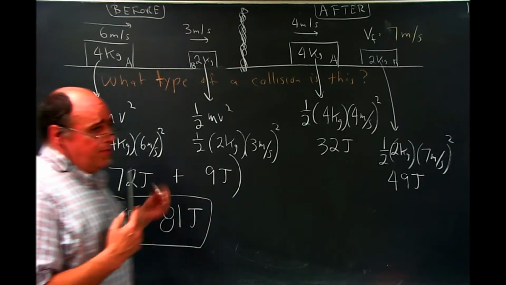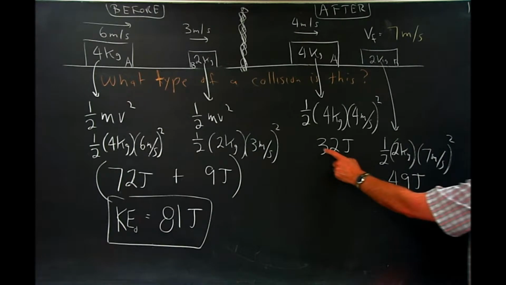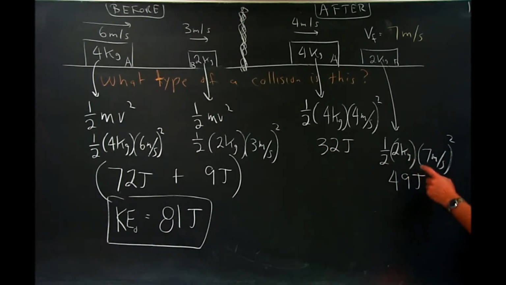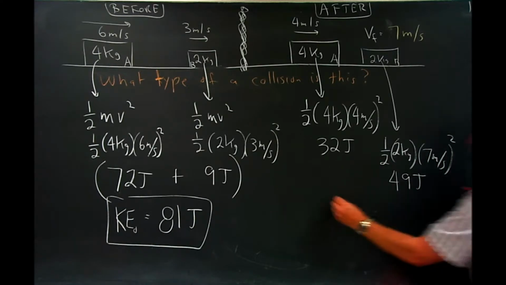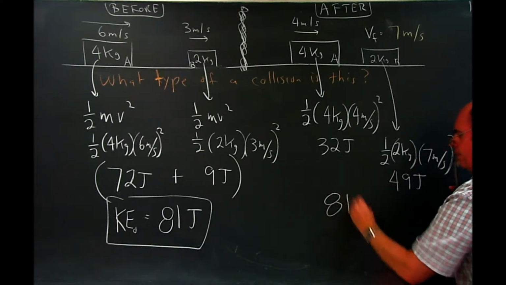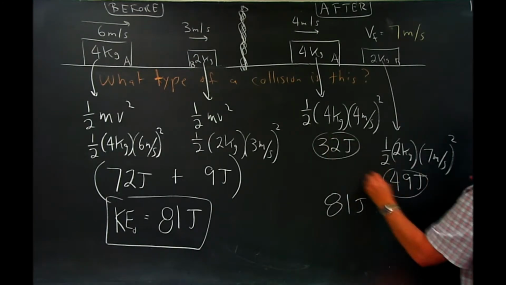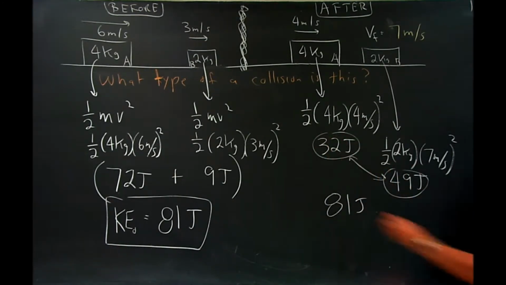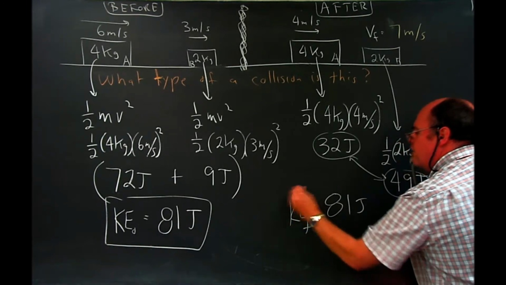Now I want to see what happened after the collision. If I go over here, I see I have 32 and 49, and if I add those up, I also get 81. So I'm adding these two numbers here, and that gives me the final kinetic energy after the collision.